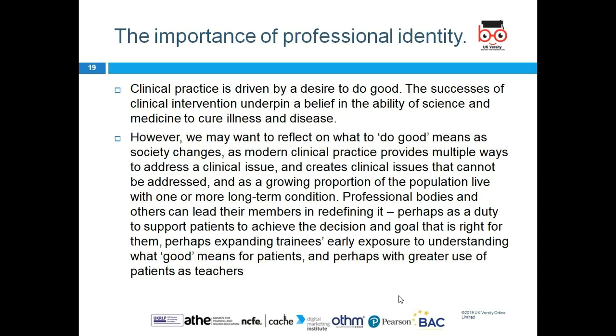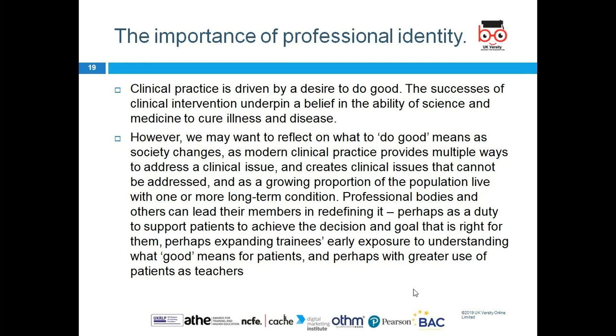So the importance of professional identity. Clinical practice is driven by a desire to do good. The successes of clinical intervention underpin a belief in the ability of science and medicine to cure illness and disease. However, we may want to reflect on what do good means as society changes, because as modern clinical practice provides multiple ways to address the clinical issues, it creates clinical issues that can't be addressed.